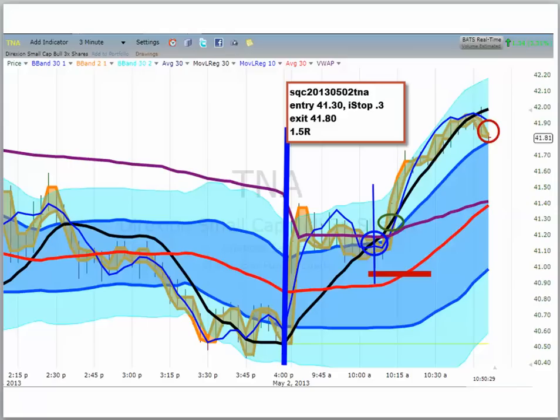So we go ahead and buy that at 41.30 with a 30-cent initial stop, and it moves out smartly in our direction, and then we're willing to take that exit at 41.81 for about 1.5 hours, and you can see the regression line crossover occurring right here.